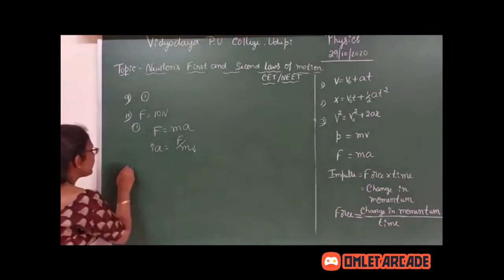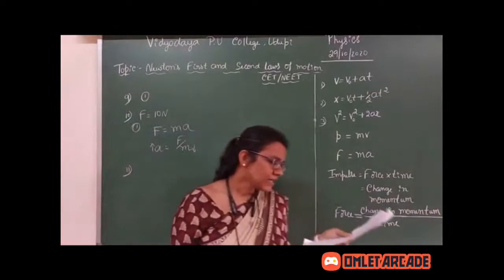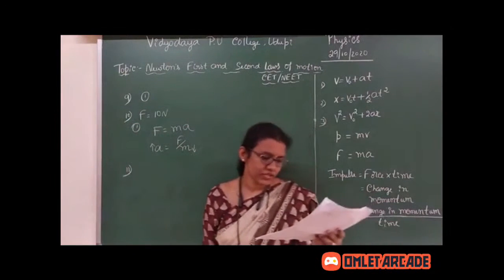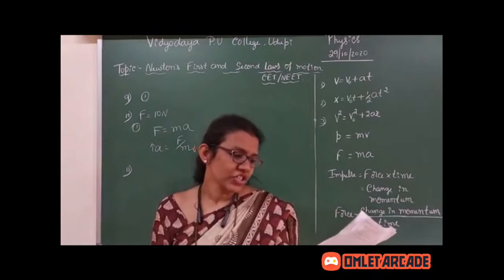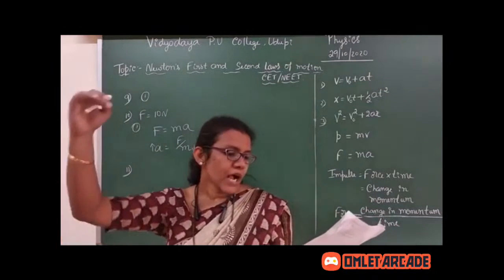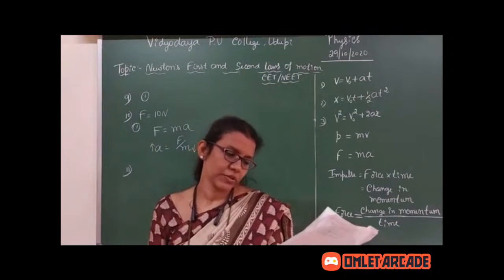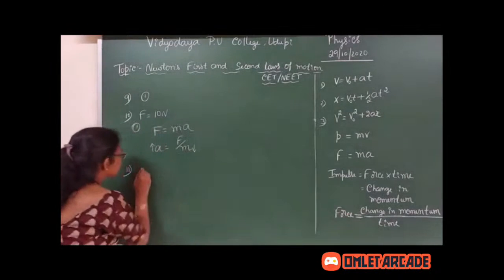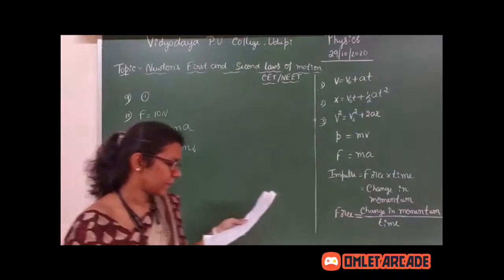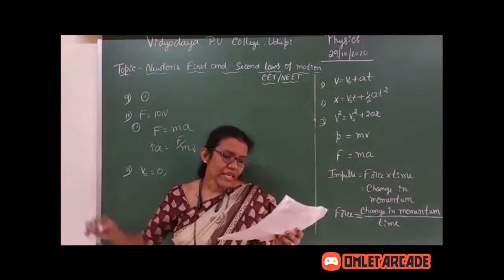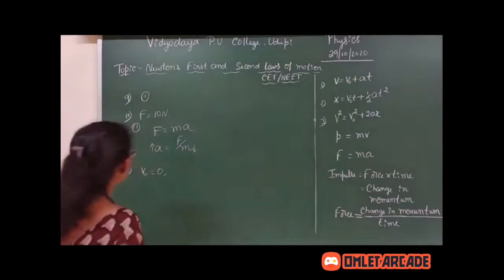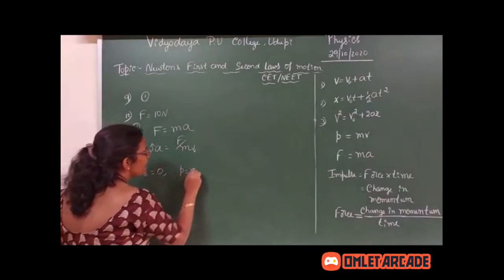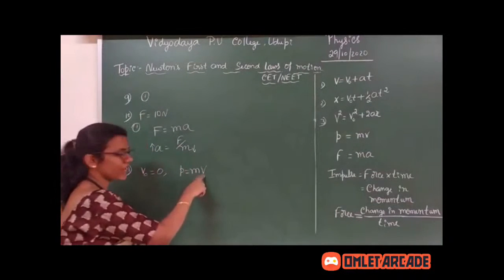Next, question number 11. A mass m falls freely from rest. The linear momentum after it has fallen through a height h is. What is given? A mass m falls freely from rest, so the initial velocity is 0. And what else is given? The linear momentum after it has fallen through the height h. So here we need the linear momentum, m into v. So we have to calculate it this way.